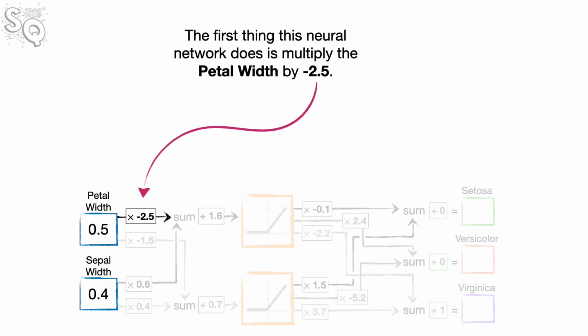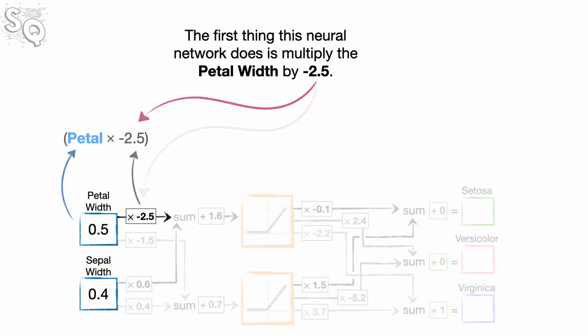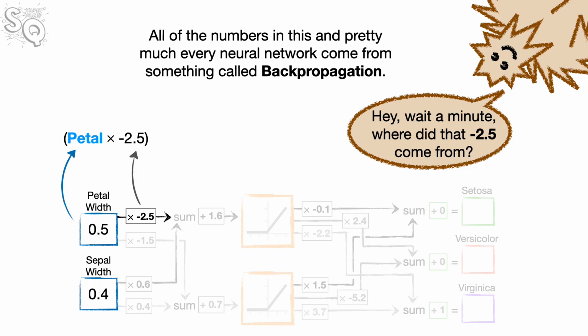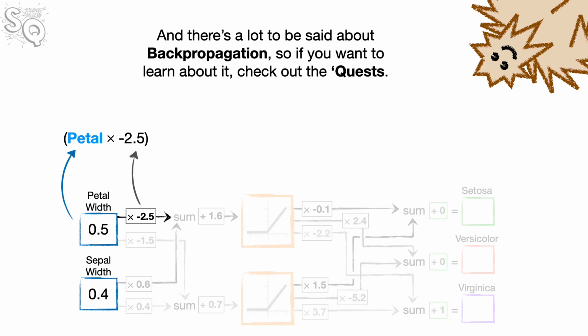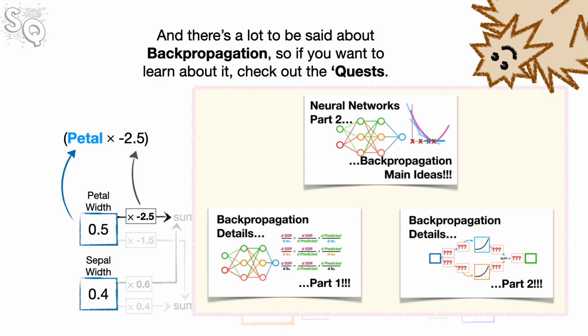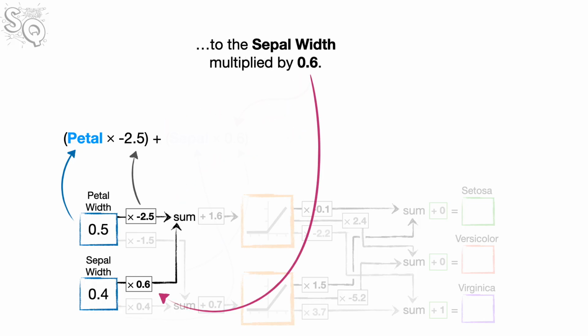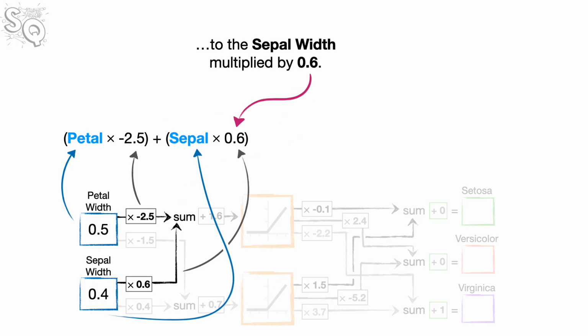The first thing this neural network does is multiply the petal width by -2.5. Hey, wait a minute, where did that -2.5 come from? All of the numbers in this and pretty much every neural network come from something called backpropagation. And there's a lot to be said about backpropagation, so if you want to learn about it, check out the quests. Anyway, then we add that term to the sepal width multiplied by 0.6.